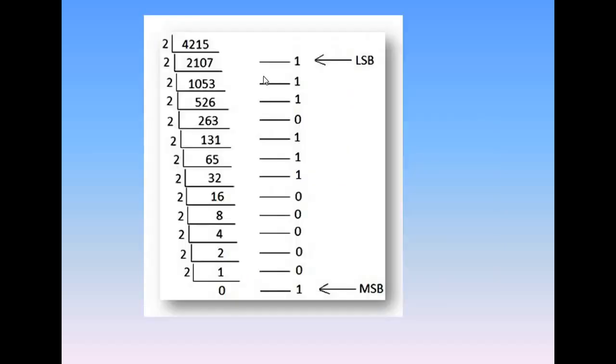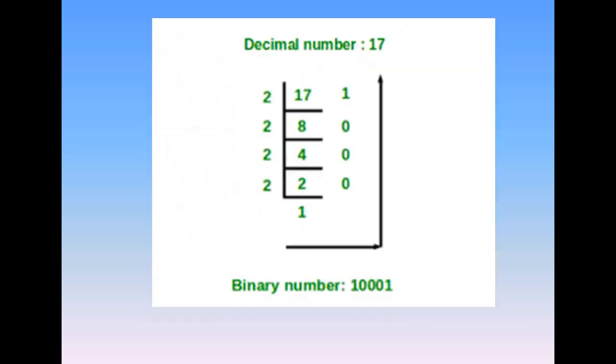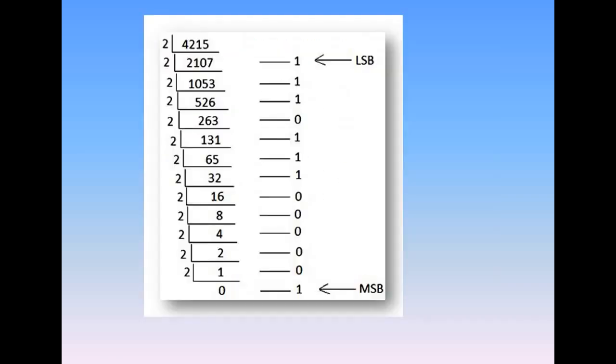Similarly, this is a somewhat lengthy calculation, a bigger example. So suppose you have number 4215. This is a decimal number, and we need to convert it into binary. So how do we solve it?